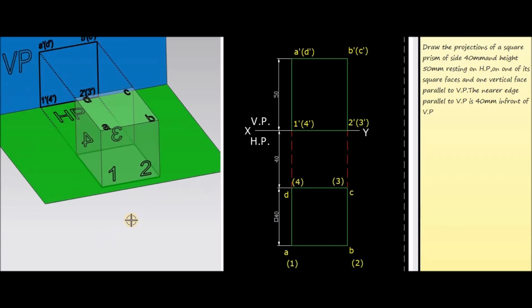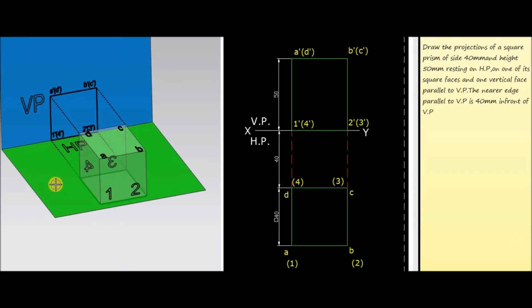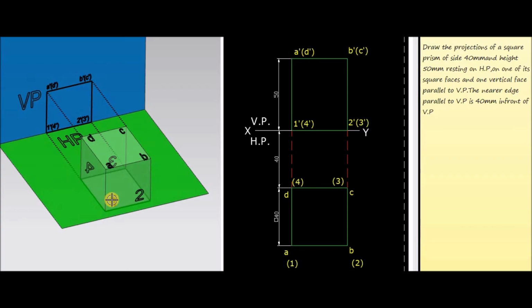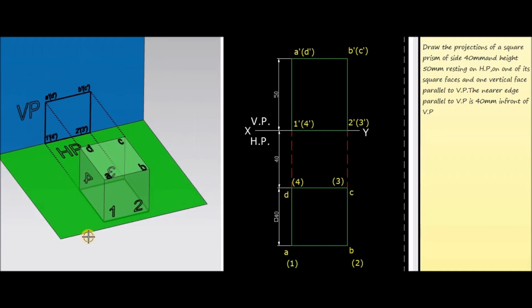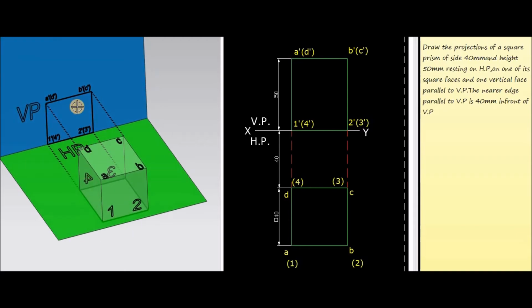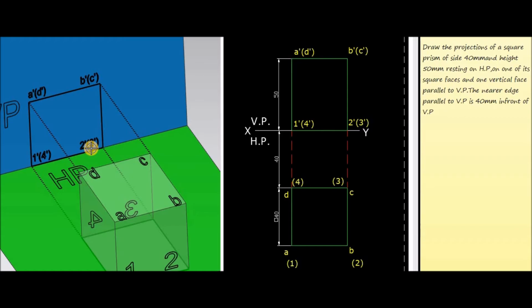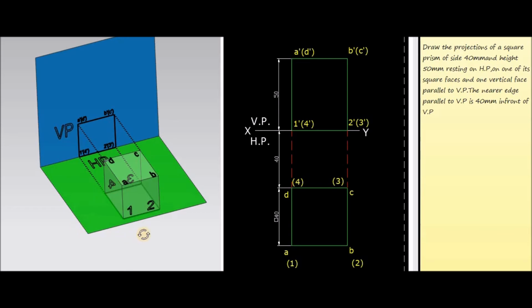Similarly, corresponding to the bottom corners 1, 2, 3 and 4, the points visible when we are looking from the front side are corners 1 and 2. So they can be represented by 1 dash, 2 dash, and the back points 3 and 4 are not visible from the front side, so they have to be represented inside the brackets as 3 dash and 4 dash. So this is the front view of the square prism.